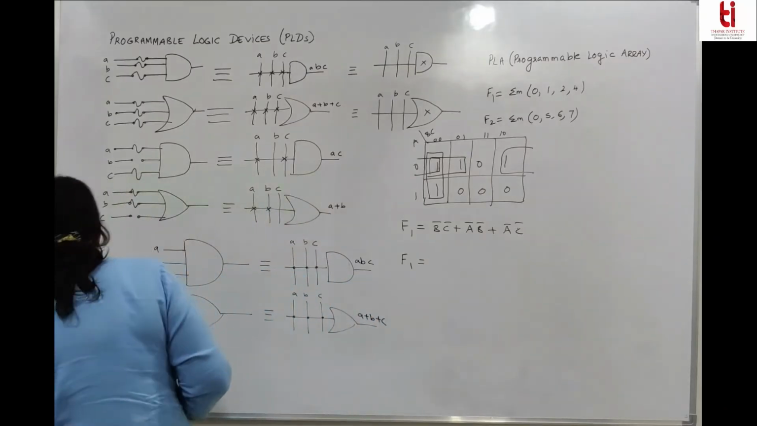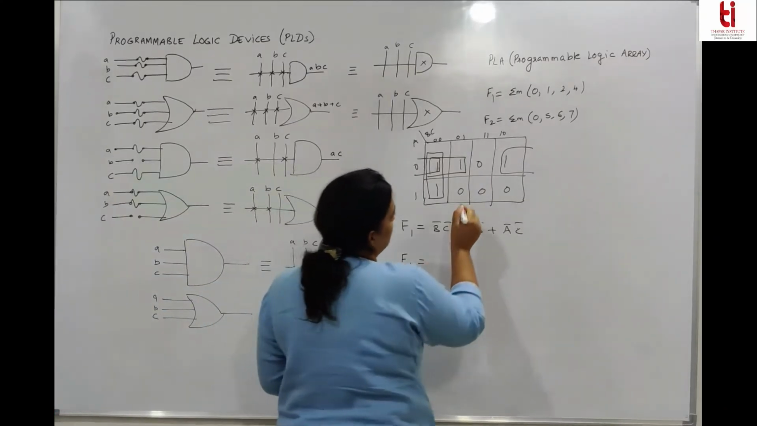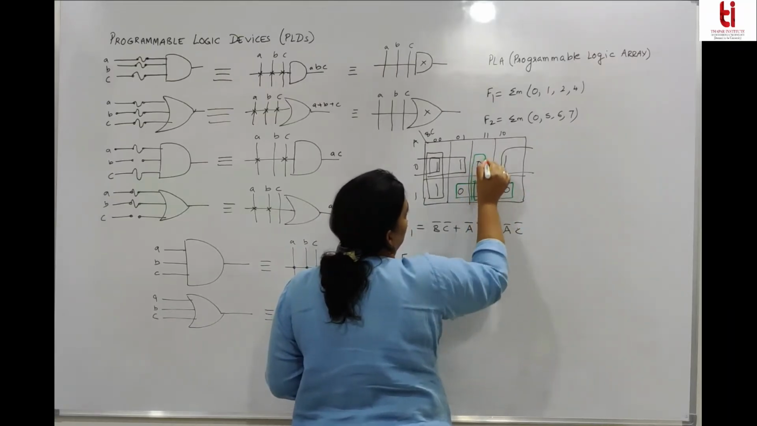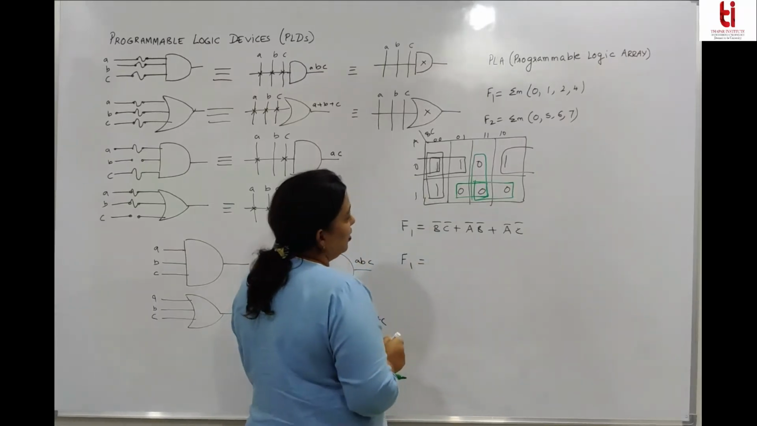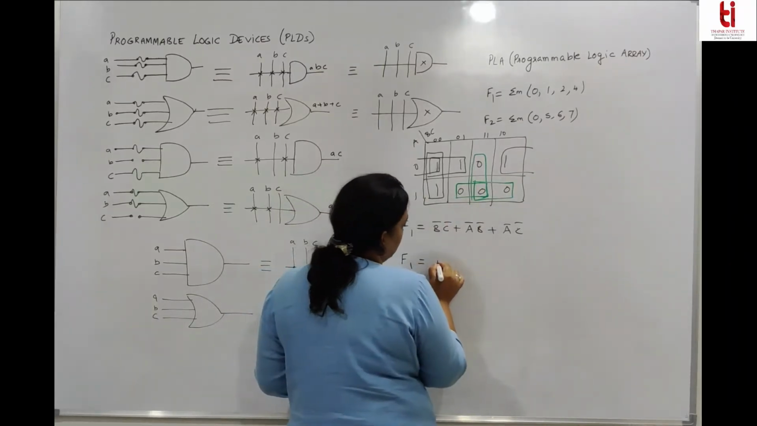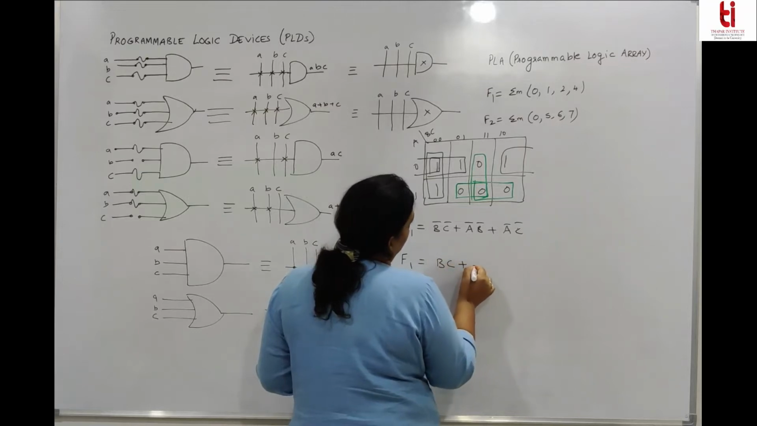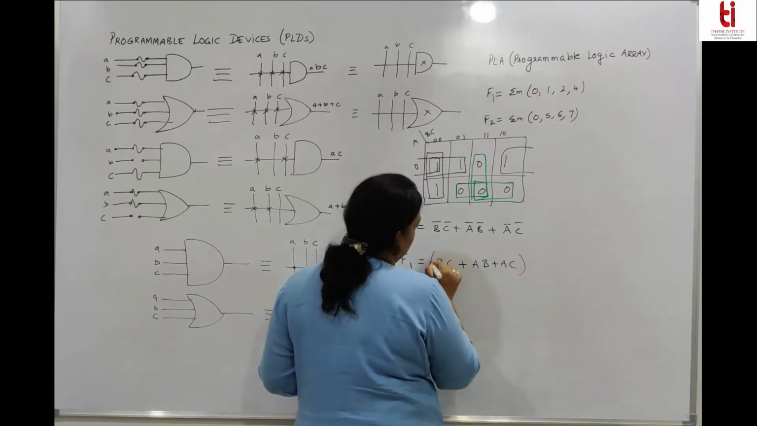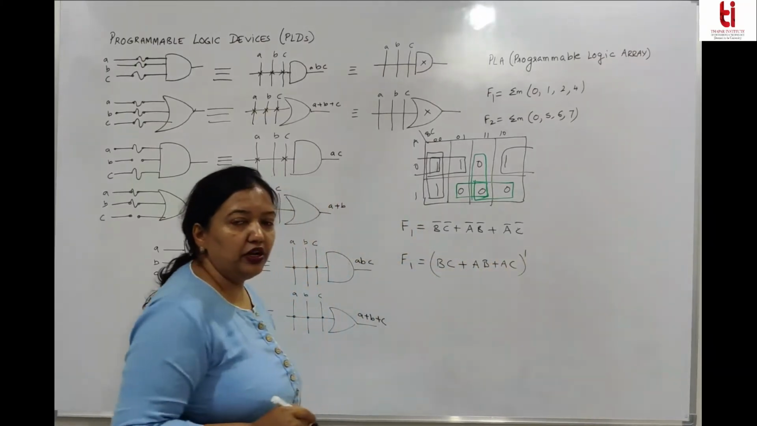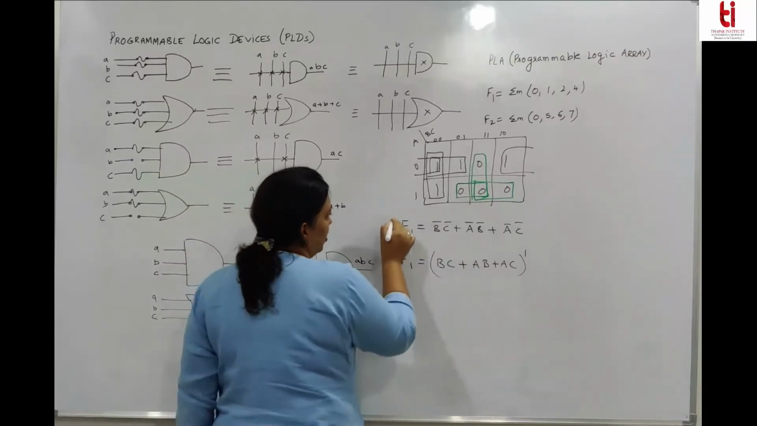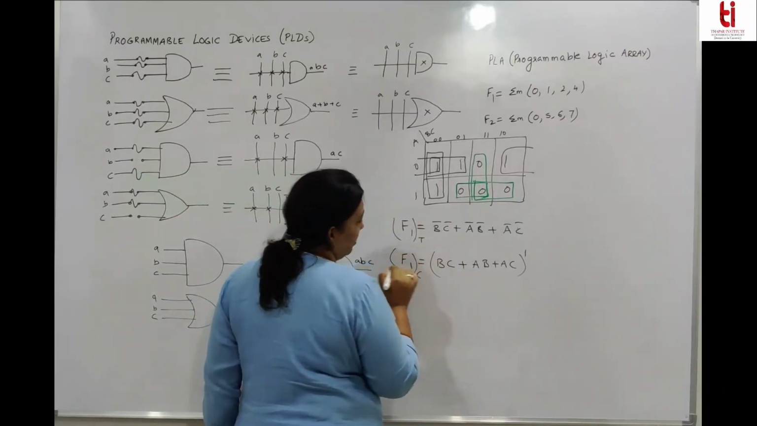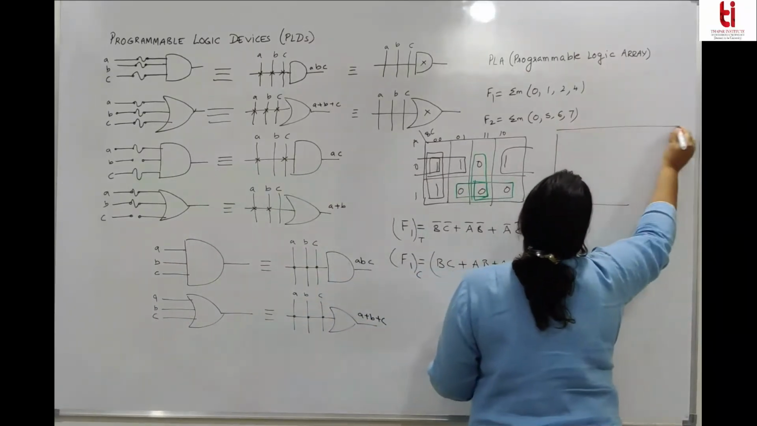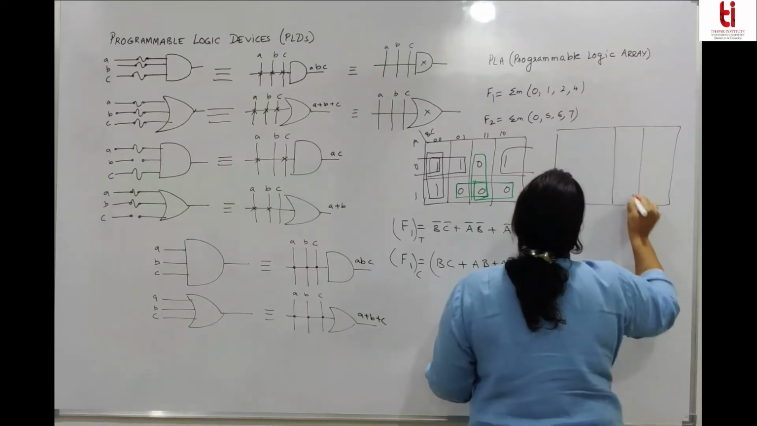And if you take the max terms, then you can have BC, AB and AC. This is how you can represent your F1 in true form as well as complement form. So this is the true form, this is the complement form of F1. Similarly, represent your F2 in true form as well as complement form.